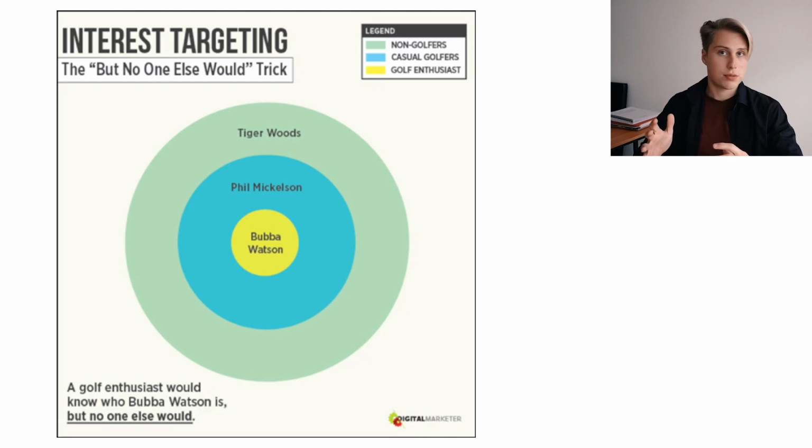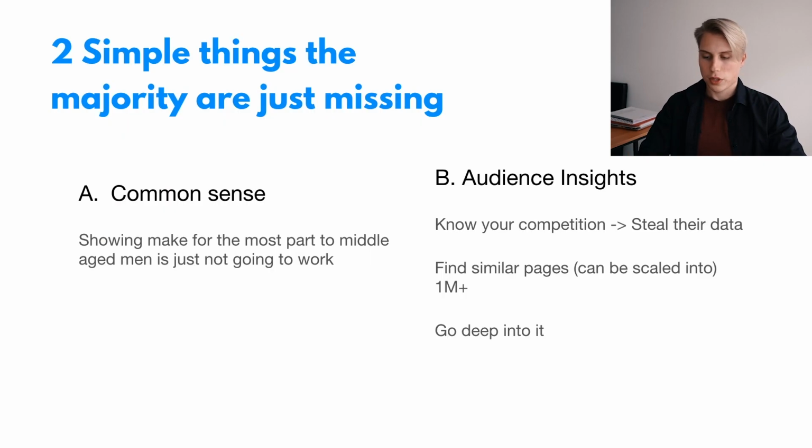So, just two simple things that I think the majority are missing and just not using when it comes to Facebook ads. And for whatever reason, I don't know why, but common sense is the first thing. Literally, you need to understand certain things. If you're trying to show makeup, for the most part, to middle-aged men, it's just not going to work. I don't know many 70-year-old men who are going to go and buy lipstick and stuff. So you need to think about whatever your product is and just use a little bit of common sense.